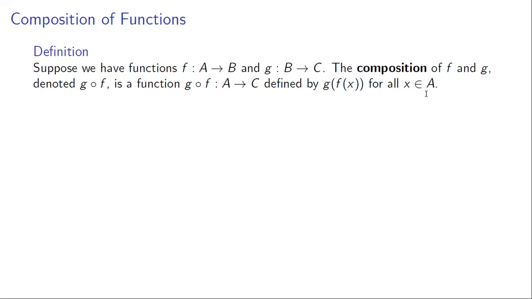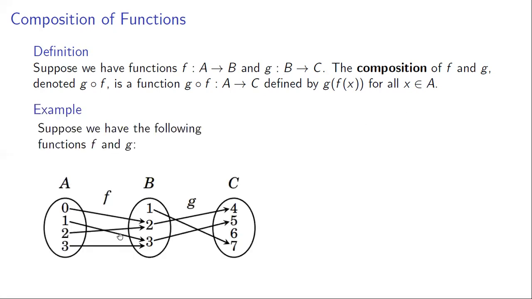Let's look at an example. So suppose we have the following functions f and g. So f is a function from A to B. g is a function from B to C. Let's take a look. So for f, for example, it takes 0 and it gives an output of 2. It takes 1 and it gives an output of 3. It takes 2 and gives an output of 2, and so on. And then function g takes 1, gives an output of 7, takes 2, gives an output of 4, and so on. So those are functions f and g.